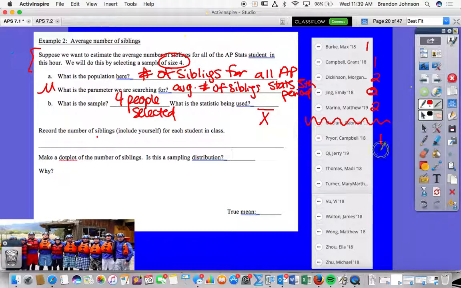Gary? 0. Maddie? 3. Mary Martha? 3. V? 1. James? 1. Matthew? 1. Ella? 1. And Michael? 0. Okay. So here's the deal. When you do this, how do we take a random sample of these?